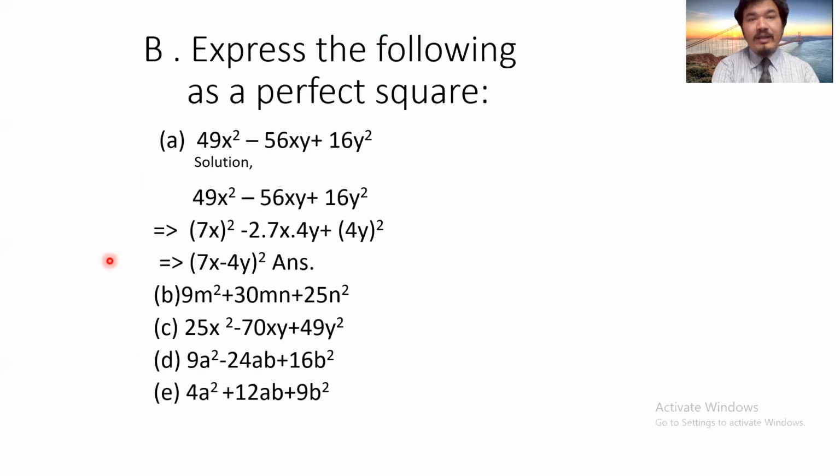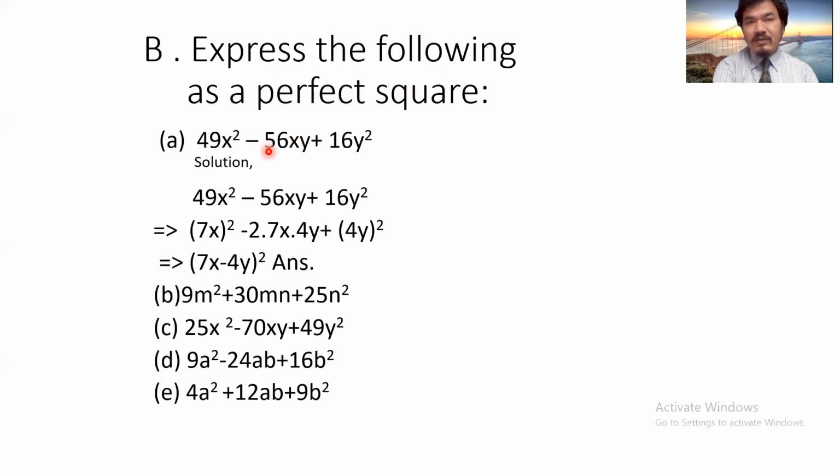Okay, in this page, look here, question number B. The question is asking us to express the following as a perfect square. This is just the reverse form of question number A, where we found the square of the binomials. Here the square of the binomials is already expanded and we have to convert it into a perfect square.